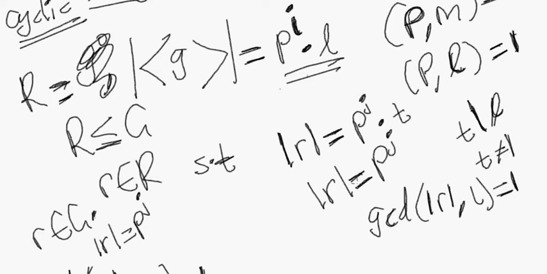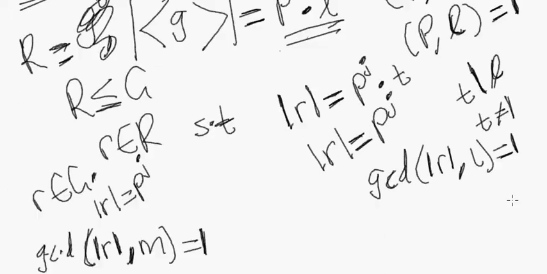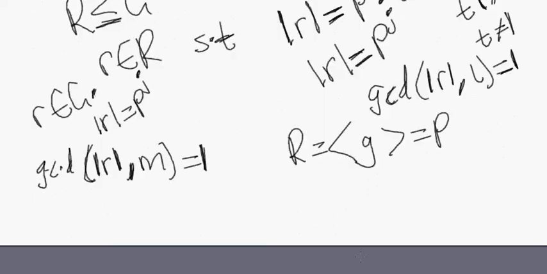So here we seem to be saying that, look, for every element, and we're also saying that for this P to the I times L, that is, now for R equal to the group generated by g, okay, so let's see, maybe we have a promising strategy here. So we start with the order of G equals P to the alpha times M.